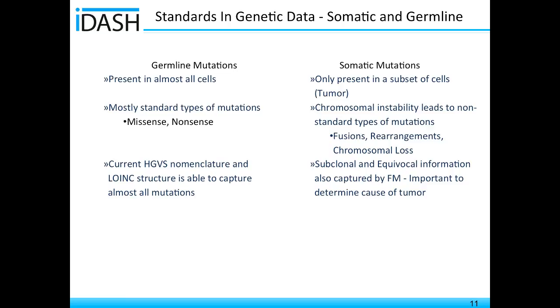So this causes issues with mutations like fusions, rearrangements, and chromosomal loss, as there's some changes in just the overall way that you report it in terms of somatic versus germline. And in addition, there's information such as this subclonal and equivocal information under the somatic data, where subclonal is essentially only present in a small subset of the tumor, and equivocal has to do more with a very specific aspect of the copy number alterations for amplification and loss.